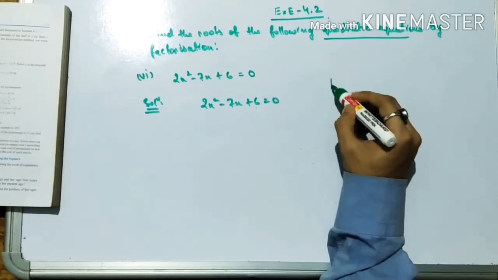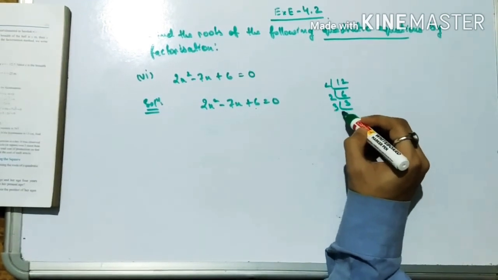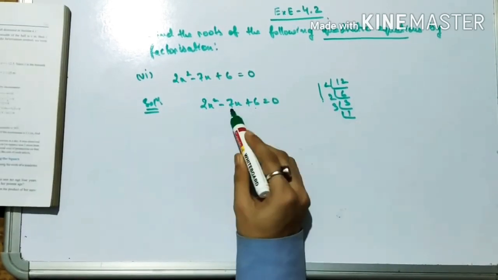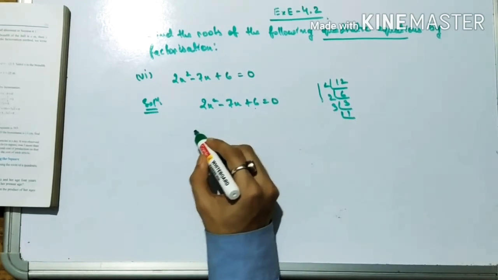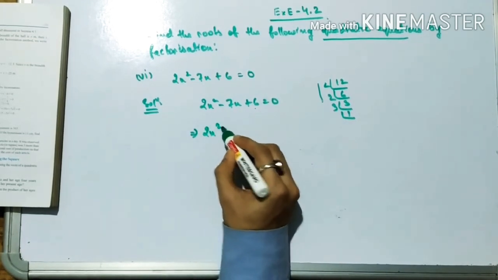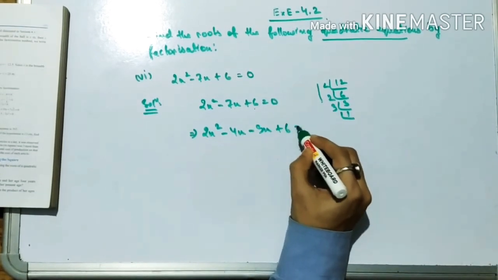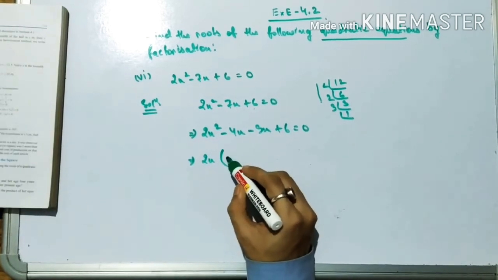6 2s are how much will I get? 12. 2 6s are 12, 2 3s are 6, 3 1s are 3. So 2 2s are 4, 4 plus 3 I will get 7x. Yes, minus 7x there. So I will do here 2x square minus 4x minus 3x plus 6 is equal to 0.